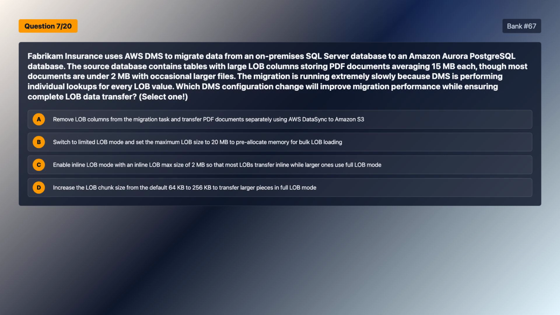Question 7. Fabricam Insurance uses AWS DMS to migrate data from an on-premises SQL Server database to an Amazon Aurora PostgreSQL database. The source database contains tables with large LOB columns storing PDF documents averaging 15 MB each, though most documents are under 2 MB with occasional larger files. The migration is running extremely slowly because DMS is performing individual lookups for every LOB value. Which DMS configuration change will improve migration performance while ensuring complete LOB data transfer? Select one. Review the answer choices on screen.